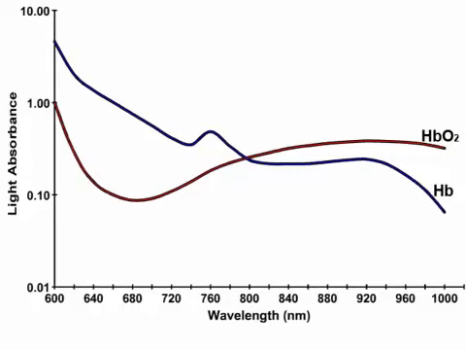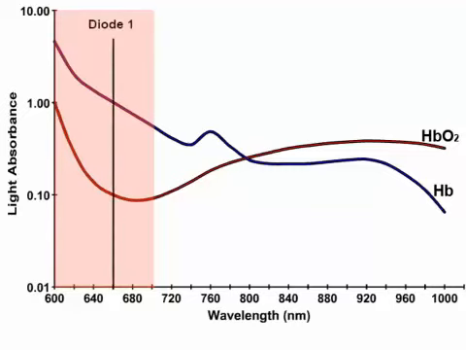The light absorption of deoxyhemoglobin is greater at wavelengths of 600 to 800 nanometers, while the light absorption of oxyhemoglobin is greater at wavelengths of 800 to 1000 nanometers. One light-emitting diode emits light in the red spectrum at a wavelength of 660 nanometers, at which the light absorption of deoxyhemoglobin is greater than that of oxyhemoglobin.